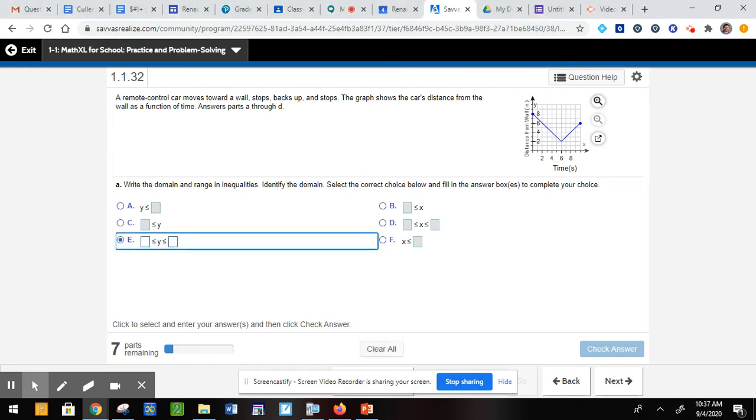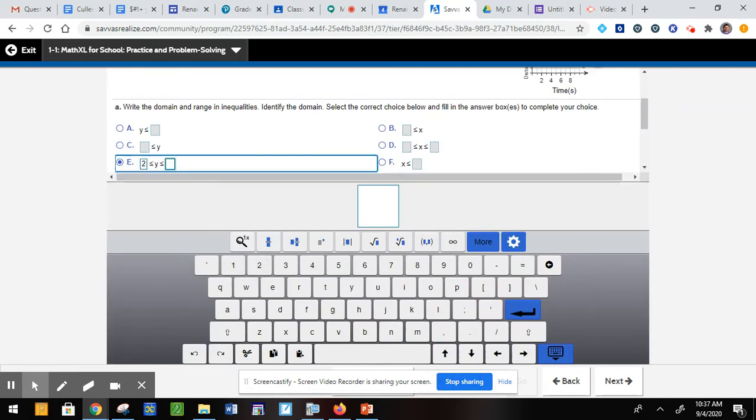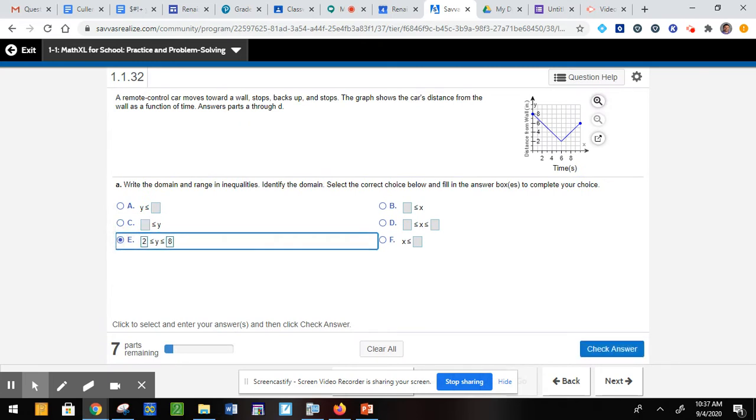Again, it goes from a bottom of 2 to a top of 8. And I'm going to keep that highlighted.